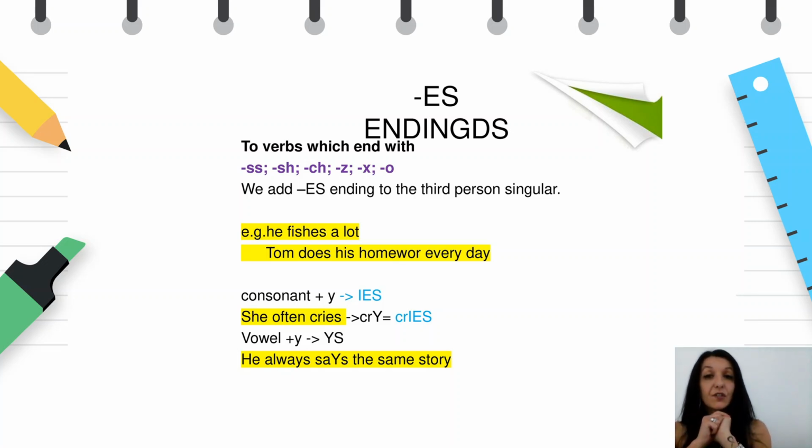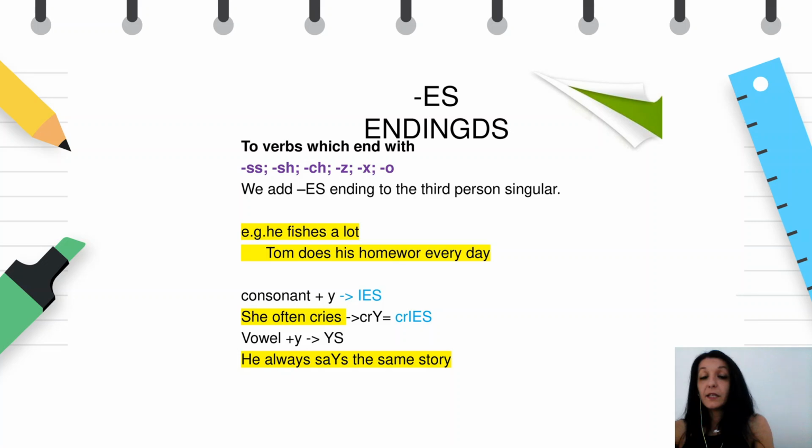Just to mention here that sometimes in the spelling, there are certain changes. For example, in present simple, to most of the verbs, we just add the suffix s without any change. But to verbs which end in ss, sh, ch, z, x, and o, we add es instead of just s. For example, he fishes a lot.